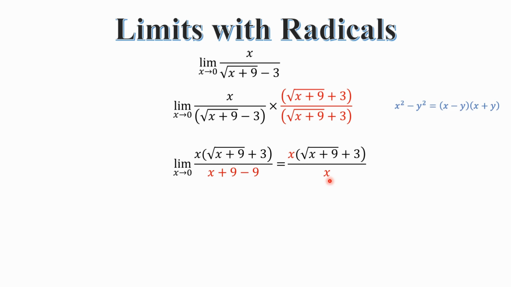When you cancel them out, the next step is to substitute the 0 for the x. These canceled out, so you're only left with the numerator, and then under the radical sign, it'll give you 9, which is 3. Plus 3 will give you 6. And then you finish off the problem by writing the original limit equal to 6. And basically that's it.